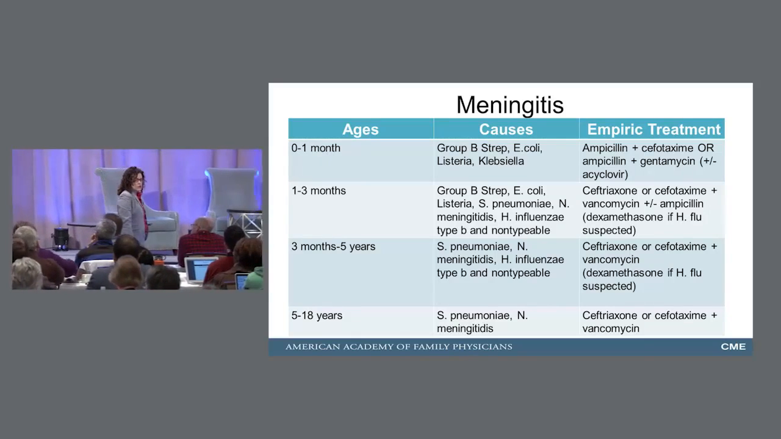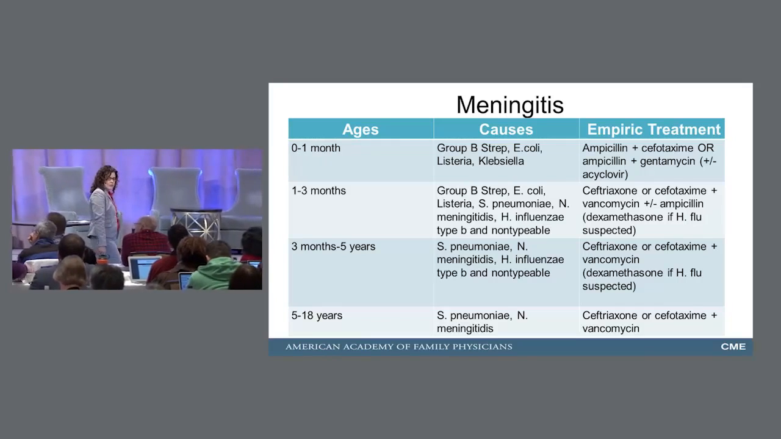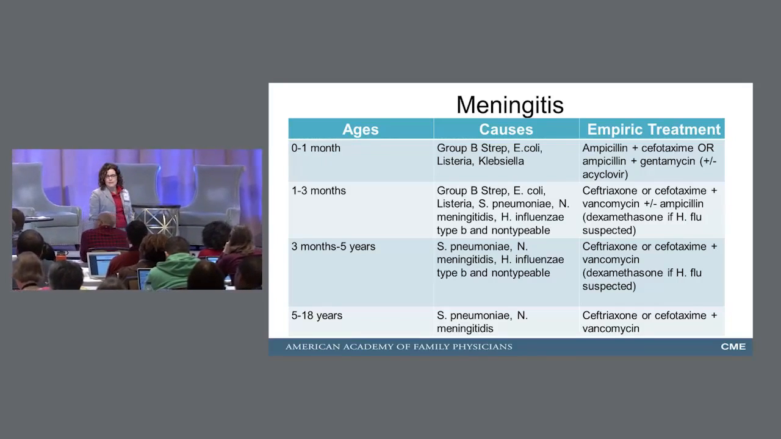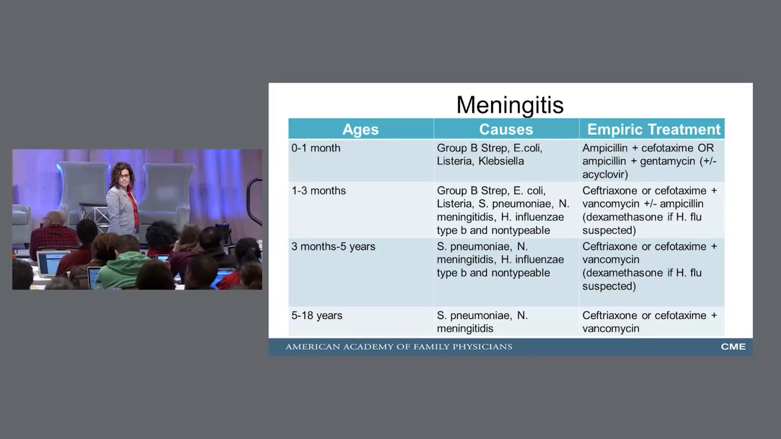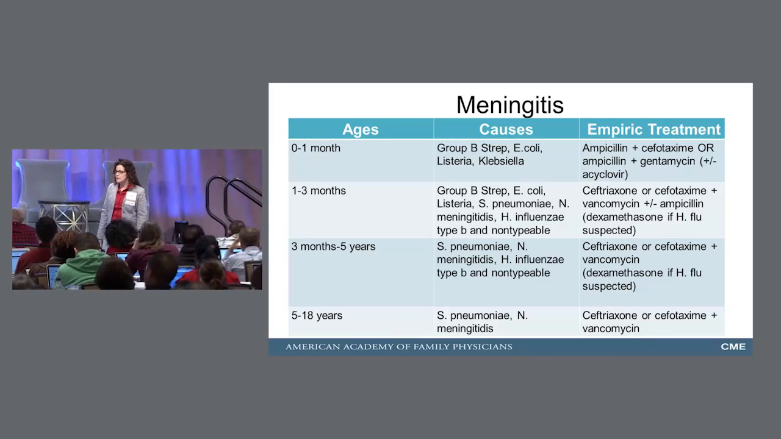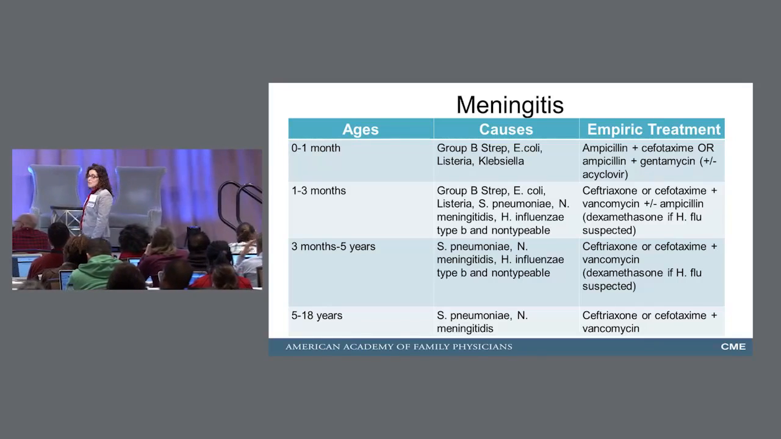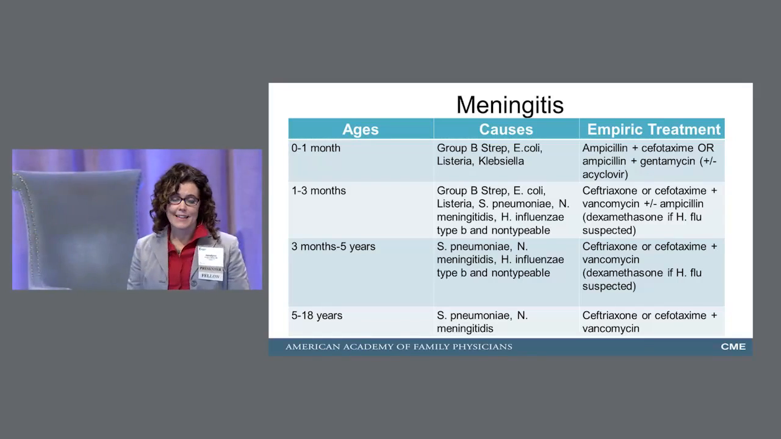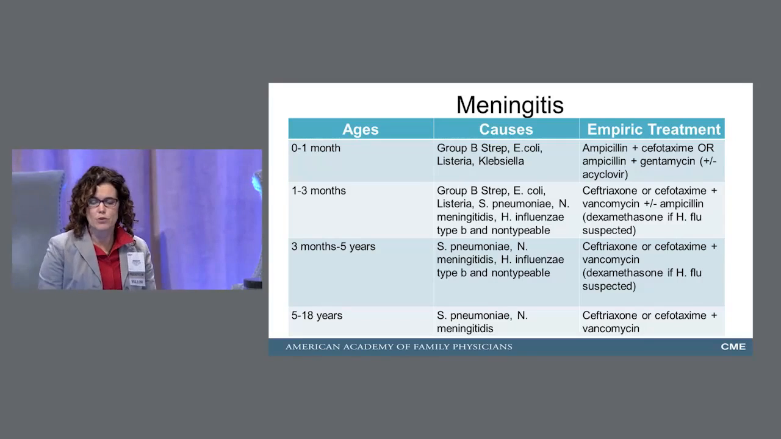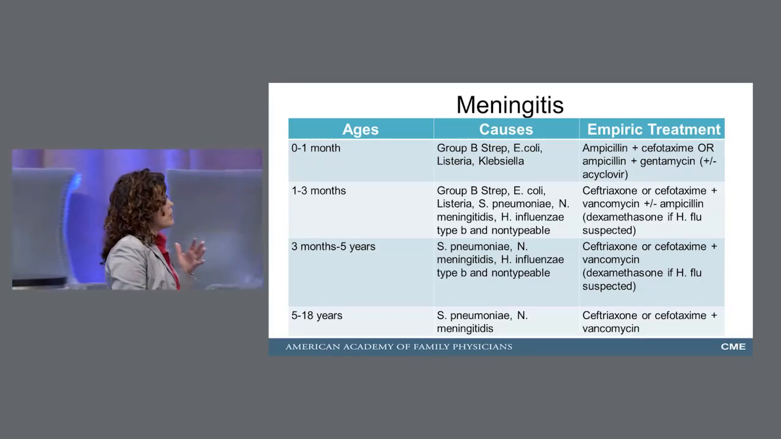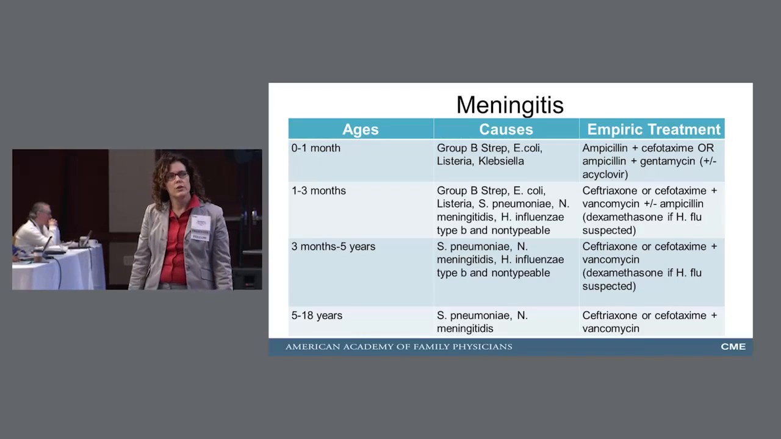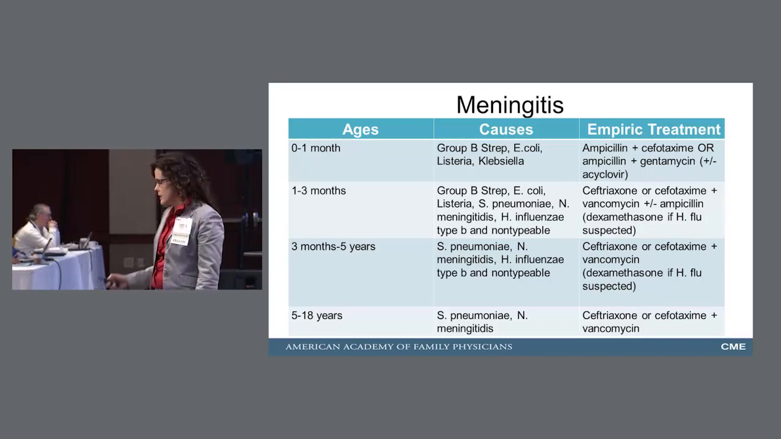1 to 3 months, we're starting to add the preschool age bugs in there. So you can think about ceftriaxone or cefotaxime, plus or minus ampicillin. 3 to 5 months, strep pneumo, Neisseria, ceftriaxone and cefotaxime, maybe vancomycin. 5 to 18, strep pneumo and Neisseria. And again, now you're really getting more to what you would think about when you do your adults, ceftriaxone or cefotaxime plus vancomycin.